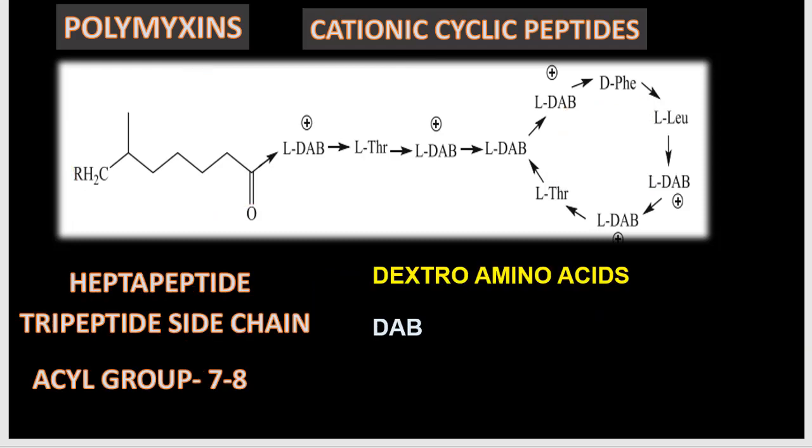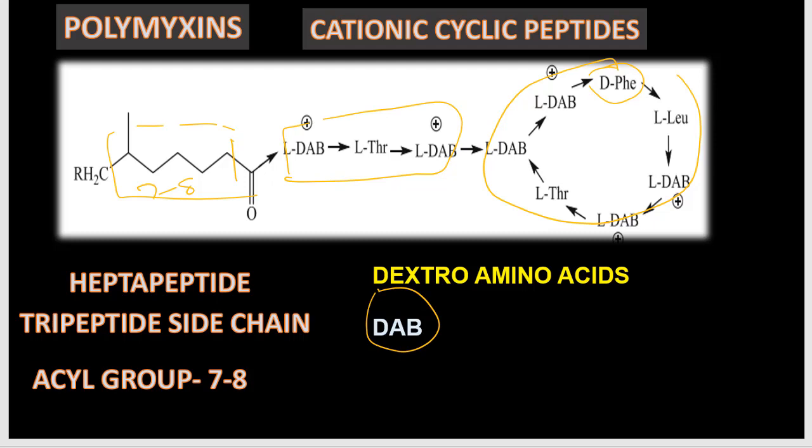Chemically, these drugs are heptapeptides linked to a tripeptide side chain, which is linked to an acyl group of about a 7 to 8 carbon chain. The most notable feature of this drug is that the peptide has an unusual structure: the presence of a dextro amino acid. There is a D-phenylalanine, and usually amino acids are levo forms. Another unusual amino acid is DAB, that is diaminobutyric acid.